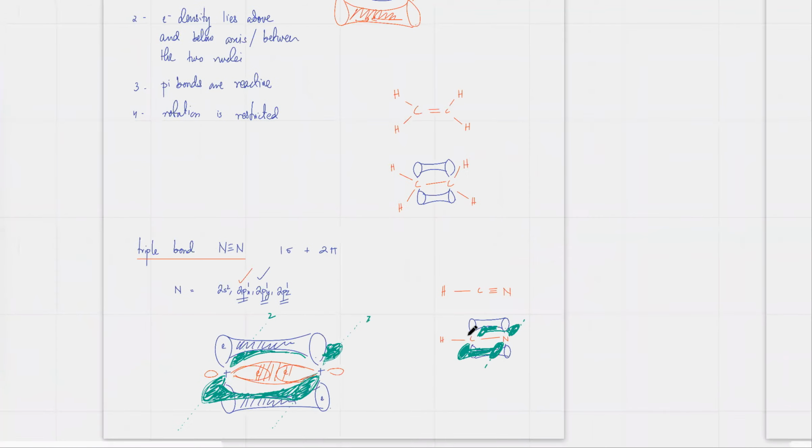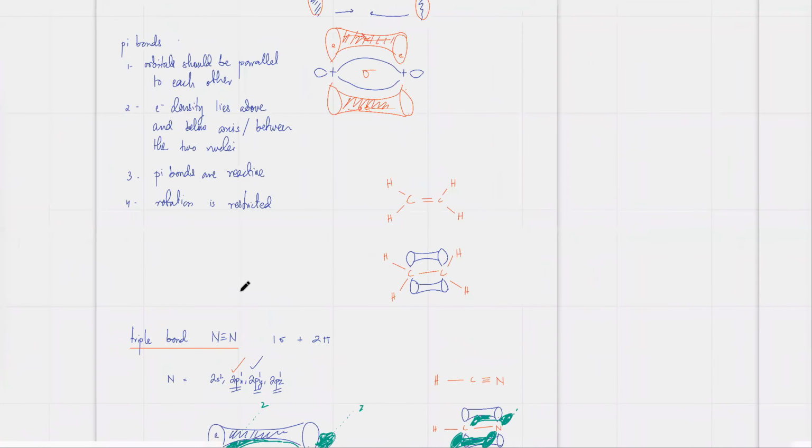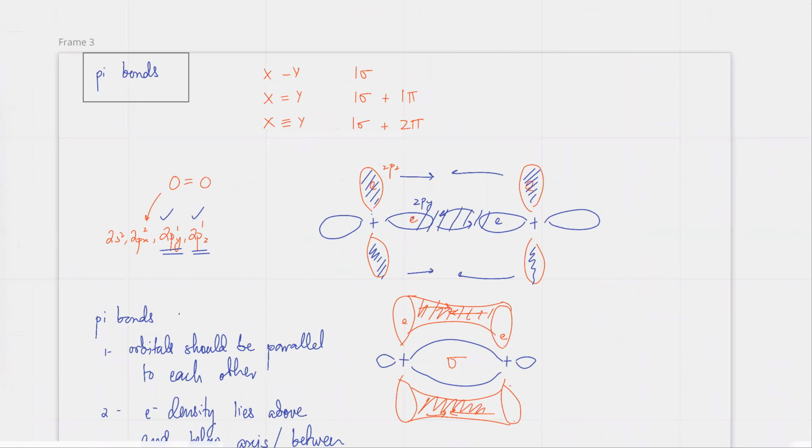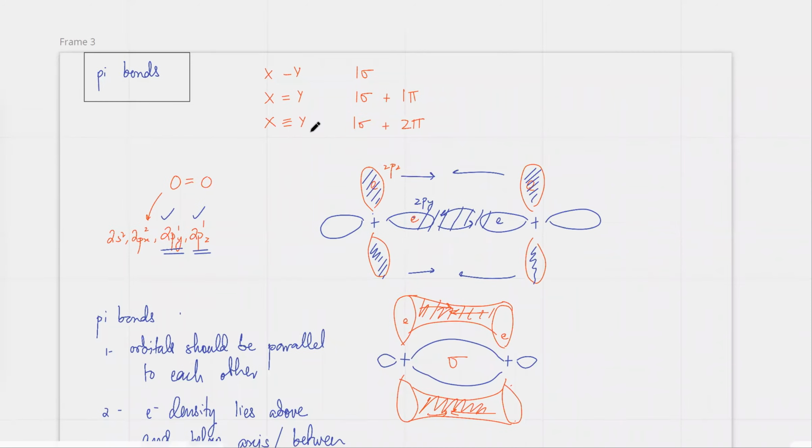But remember this, the important thing is that molecular rotation is now restricted. Independent rotation is not possible once you have a pi bond. Electron density lies above and below the axis. Always remember that whenever you have a single bond, it's always a sigma bond. The first one is always a sigma bond. And the second, if there's a double bond, if there's a triple bond, those are going to be your pi bonds, right?